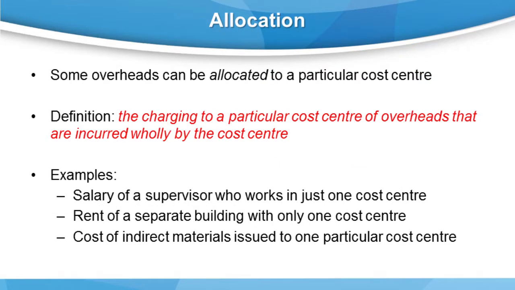Some overheads belong to a specific cost centre. For example, if a supervisor only works in the assembly department, then you would expect the assembly department to bear the full cost of his salary. Similarly, if it's possible to identify the exact amount of rent paid for a specific department, then that overhead cost can be allocated to that specific cost centre. This process is called allocation and is the first stage of the process. Any overhead costs which can be linked to a specific department or cost centre should be allocated to that cost centre to begin with.